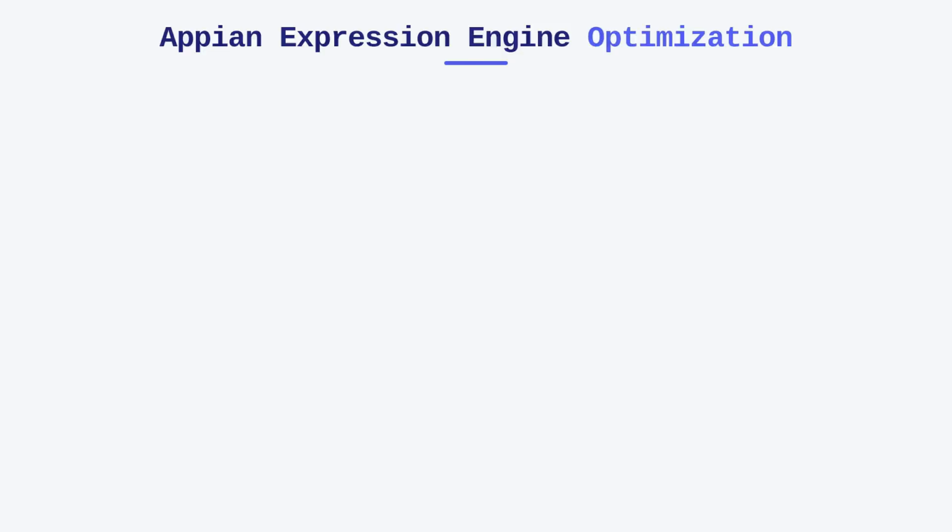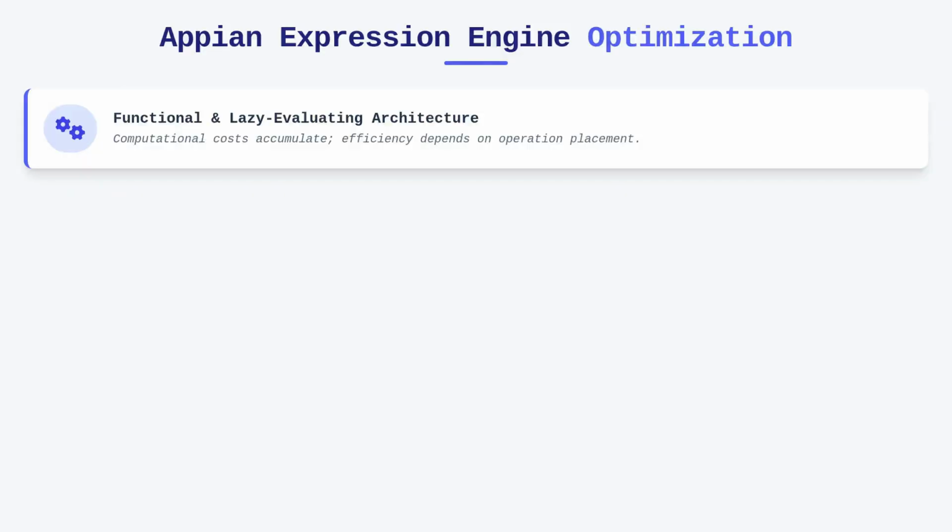When we talk about the Appian expression engine, it is crucial to recognize that it is a functional, lazy evaluating architecture. Every function call carries a computational cost that, while often negligible in isolation, can become significant when amplified within loops or large datasets.